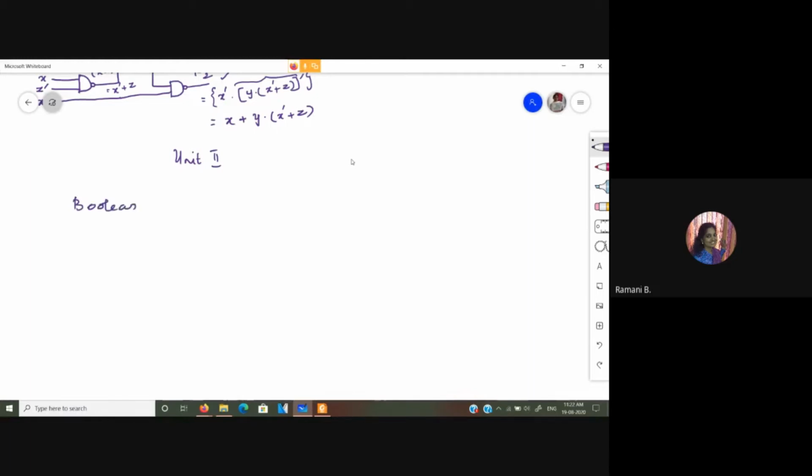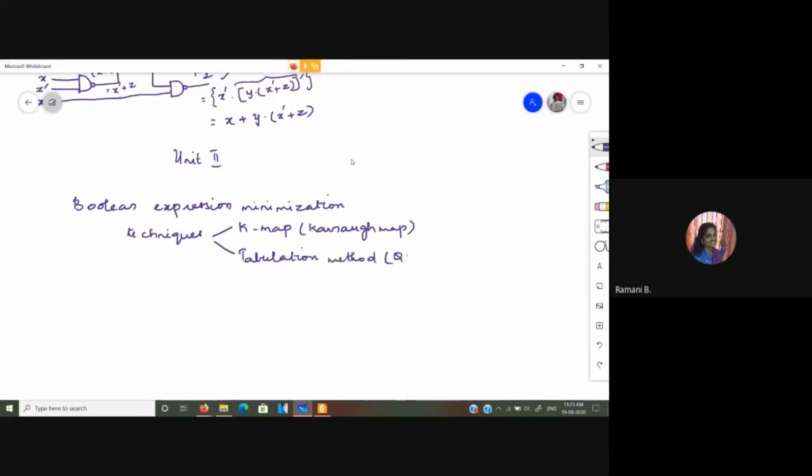Boolean expression minimization techniques. That is one topic over there. The remaining of unit 2 we will be seeing combinational circuits, the designing of things, all those things we will be seeing. So here we are going to see the K-map or the Karnaugh map method and the tabulation method, or we also call it as Quine-McCluskey method.